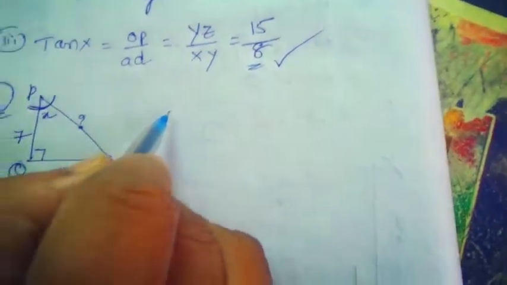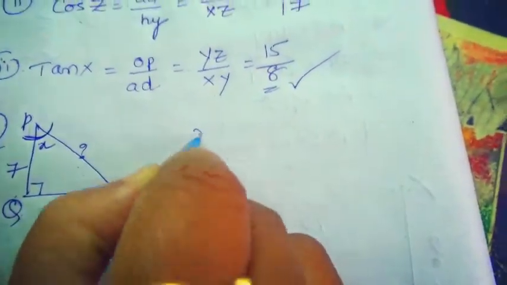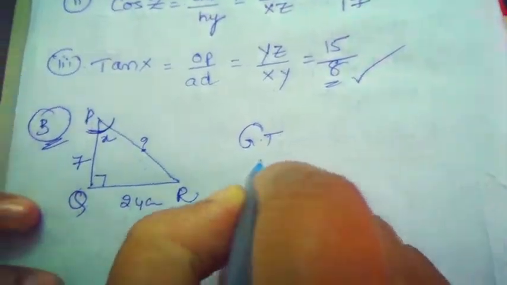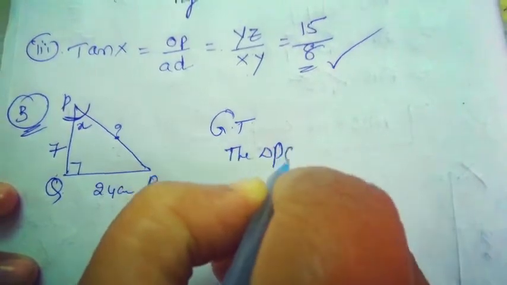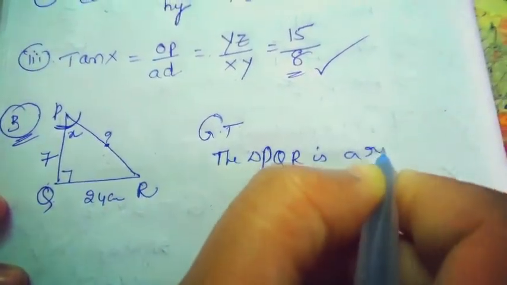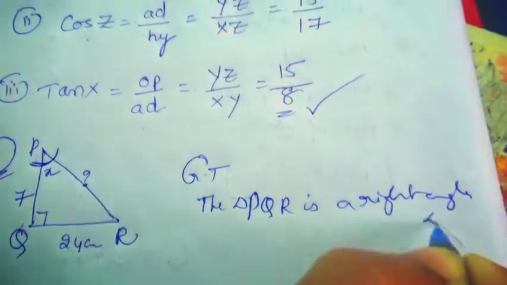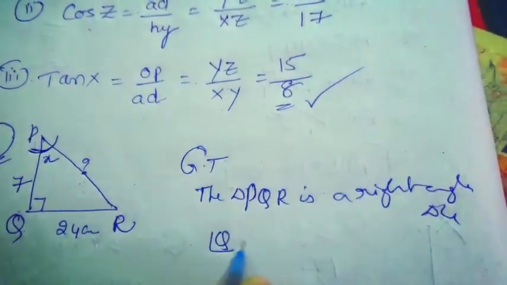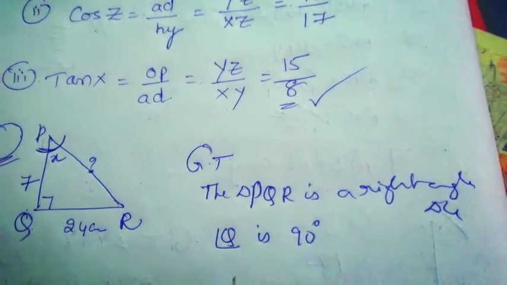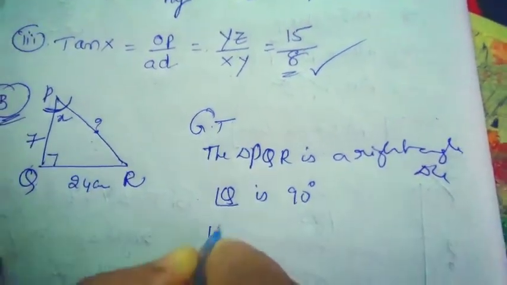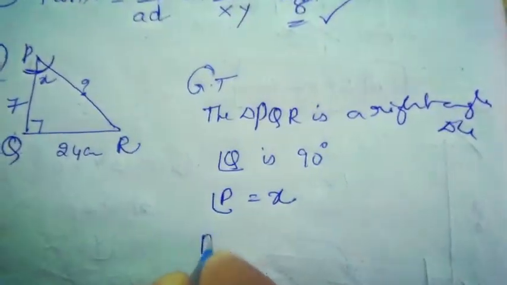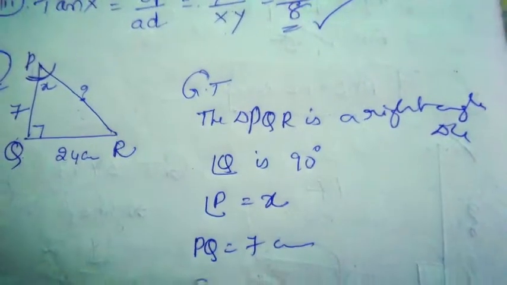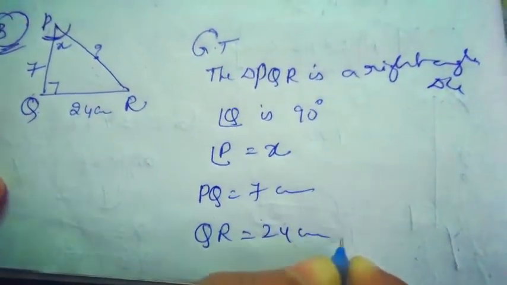Okay, so look here. From the figure, given that the triangle PQR is a right angle triangle. Angle Q is 90 degrees, and angle P is x. Here PQ is equal to 7 centimeters. QR is equal to 24 centimeters.